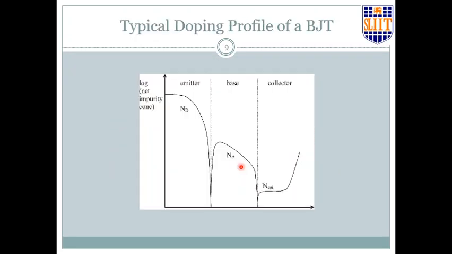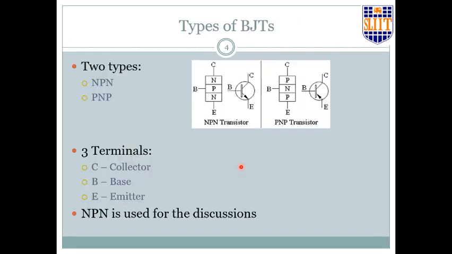So in that case, for the PNP, for the base-emitter to be forward biased, the emitter should be positive and the base should be negative, and the forward current will go from the emitter to the base. That is why you have this inward arrow, right? The direction of the arrow indicates the forward bias current in the base-emitter PN junction.